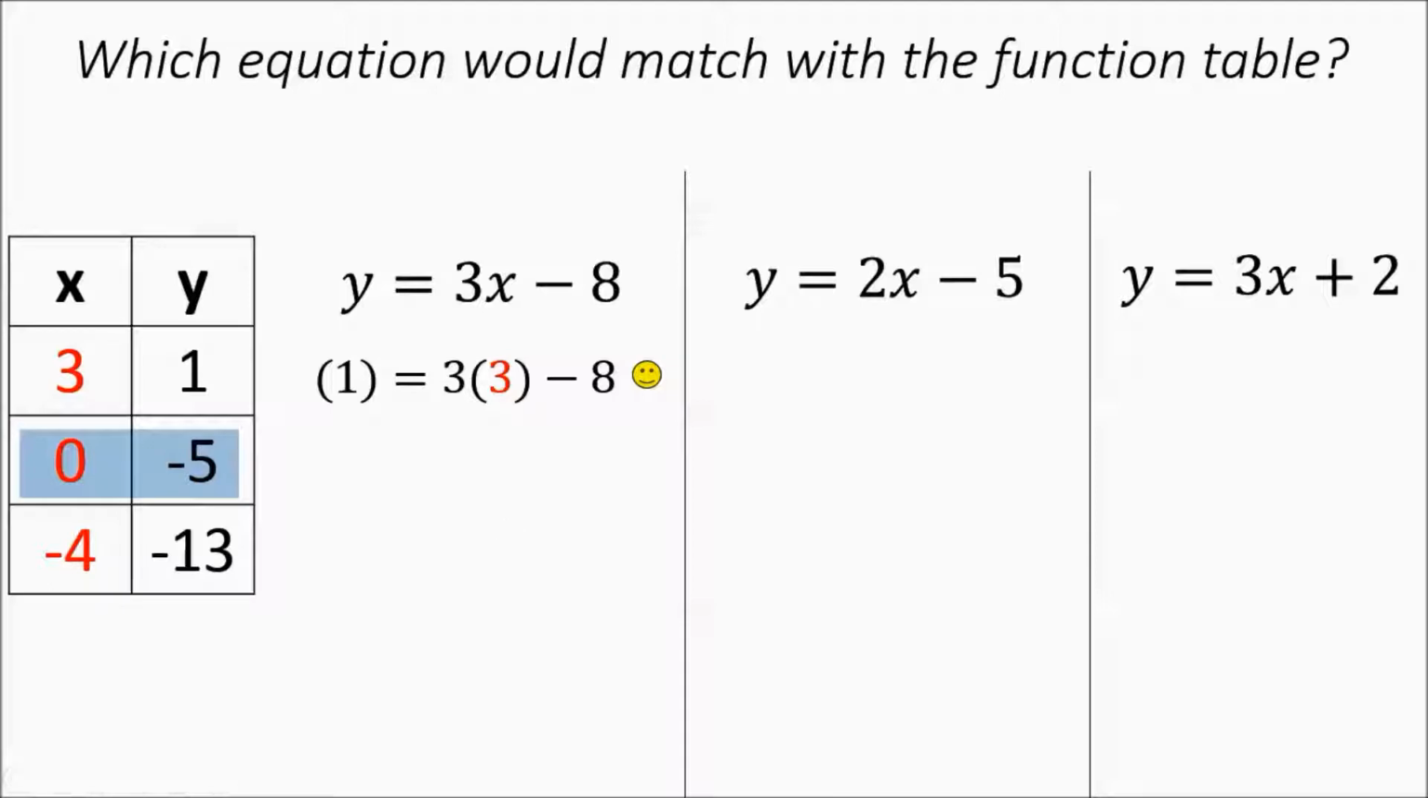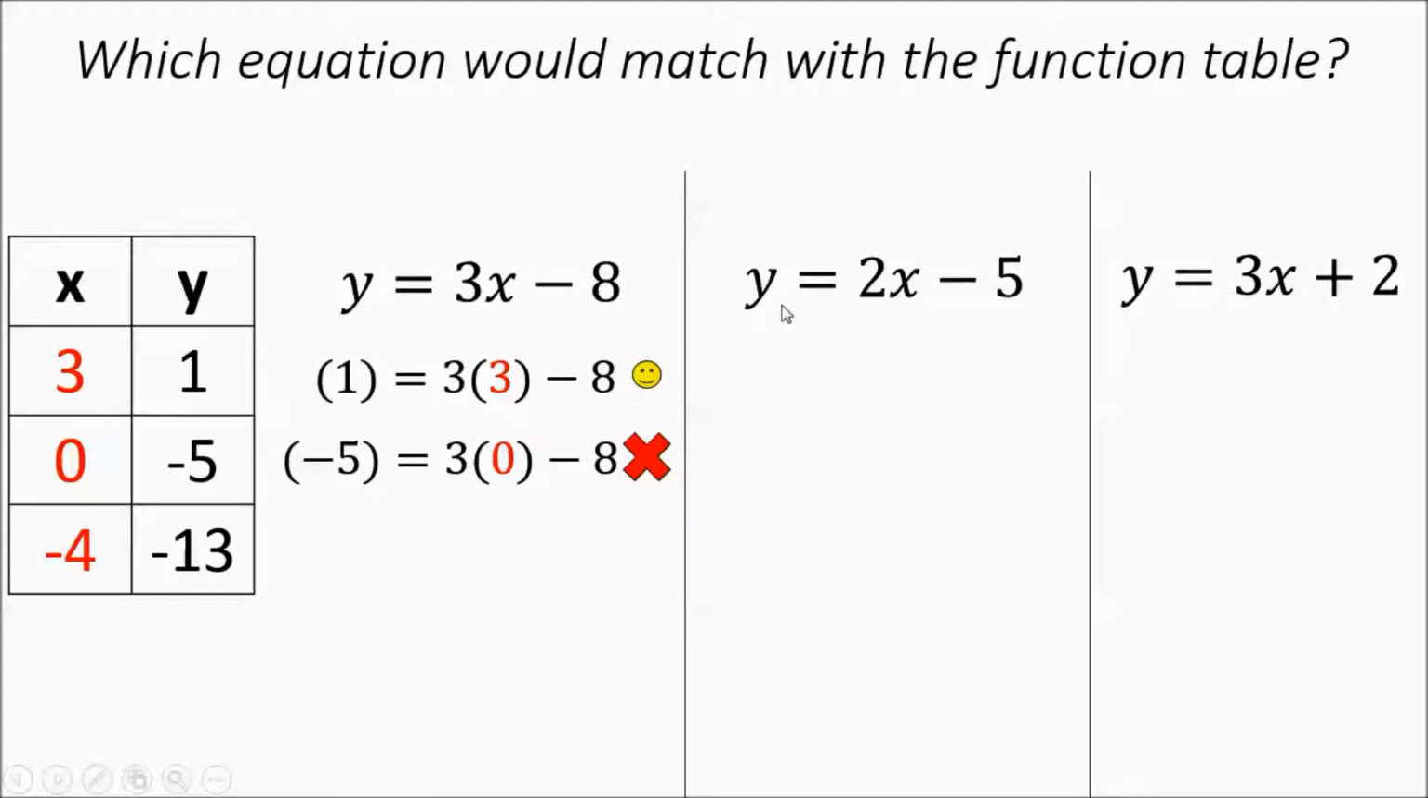So an input of 0 should give an output of negative 5. So when we set it up, x is here, y is over here on the outside of the equation, the term that's by itself. 3 times 0 is 0. 0 minus 8 would be negative 8, which does not work out to negative 5. So we don't need to look at this equation any longer. It's not going to work because it didn't work for this ordered pair, and it probably wouldn't work for this ordered pair either. So we're moving on.